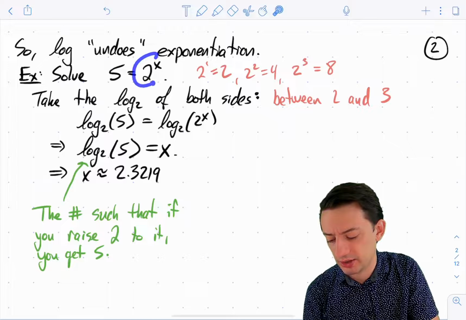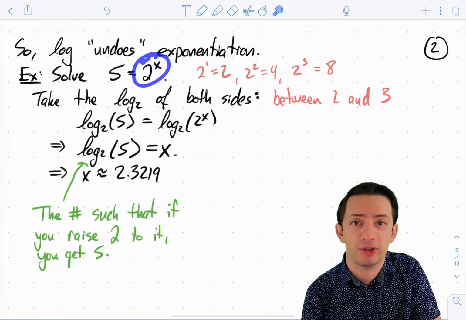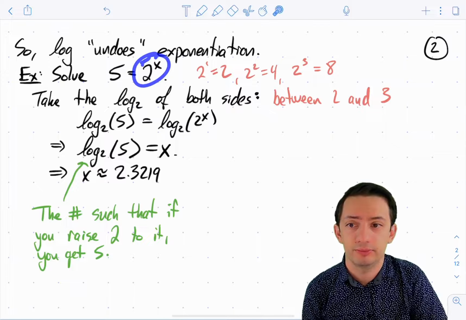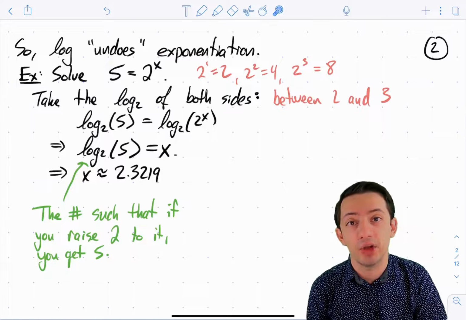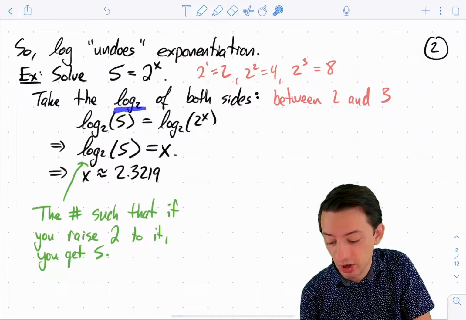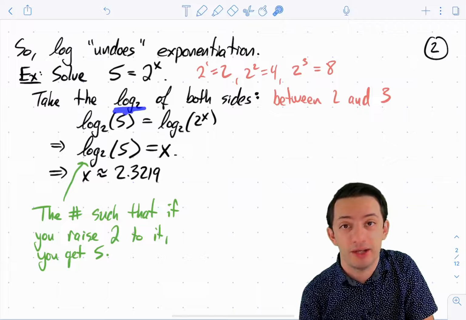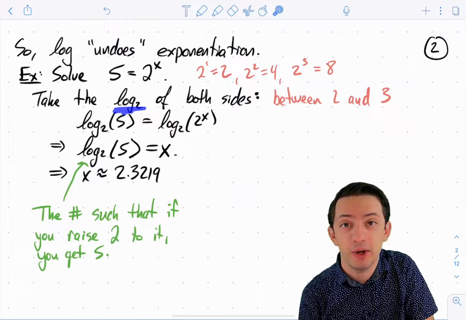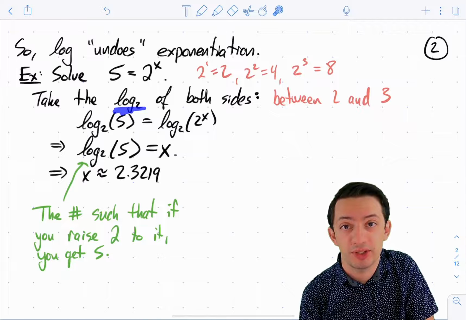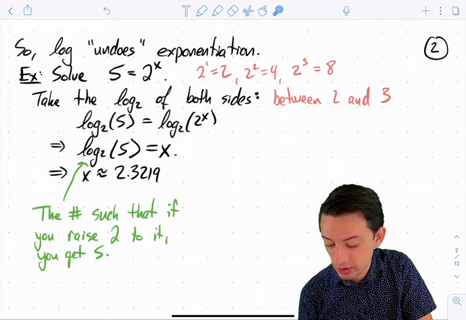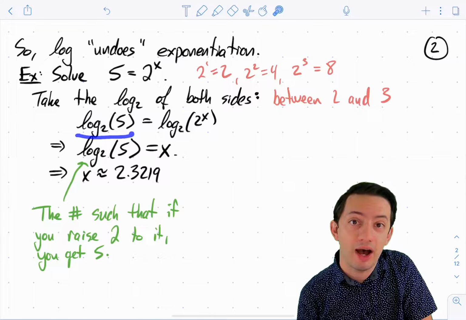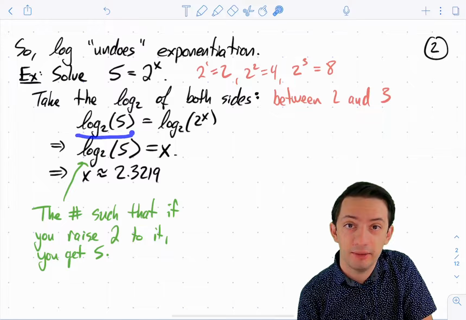We have 2 to the x, so we want to apply the inverse function to get rid of the 2. The inverse function of 2 to the x is log base 2 of x. So we take the log base 2 of both sides. Just like with any equation solving, we have to do the same thing to both sides to make sure they stay equal. So on the left, we have log base 2 of 5. That's some number, although we don't know how to calculate it yet.